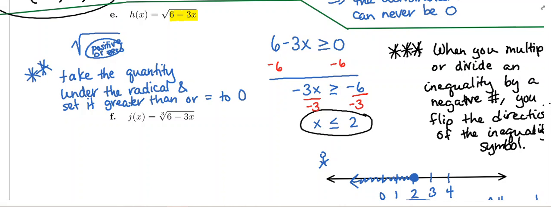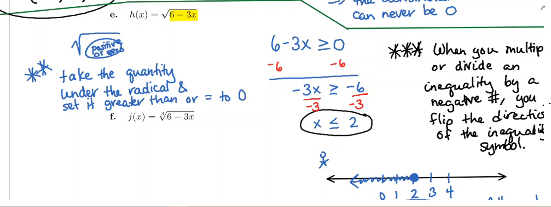Well, remember, what's our issue with square roots? We're worried about plugging something in and then simplifying underneath the radical and ending up with a negative number underneath the square root, because you can't take the square root of a negative number.